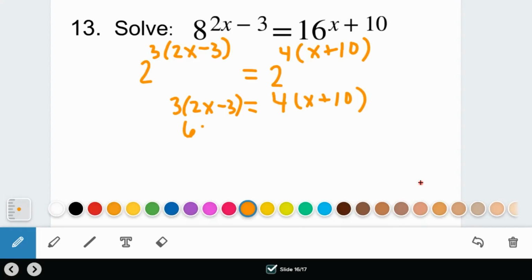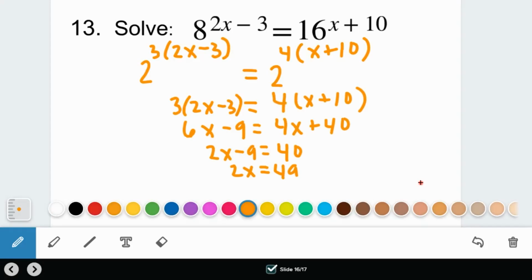So I'm going to get 6x minus 9 equals 4x plus 40. I'm going to minus 4x, so I get 2x minus 9 is equal to 40. I get 2x is equal to 49. And I get x is equal to 49 over 2 as the answer.